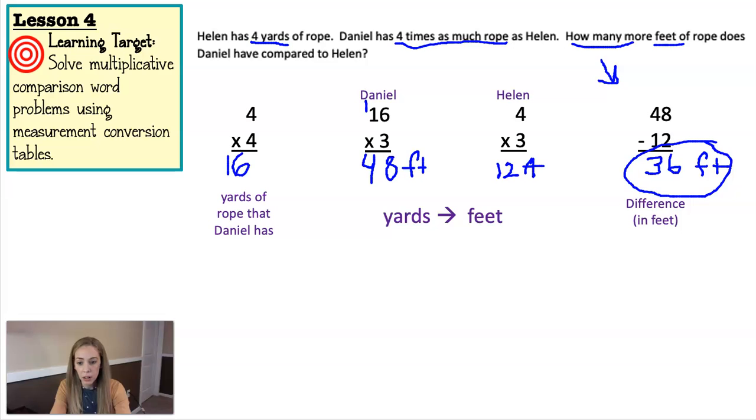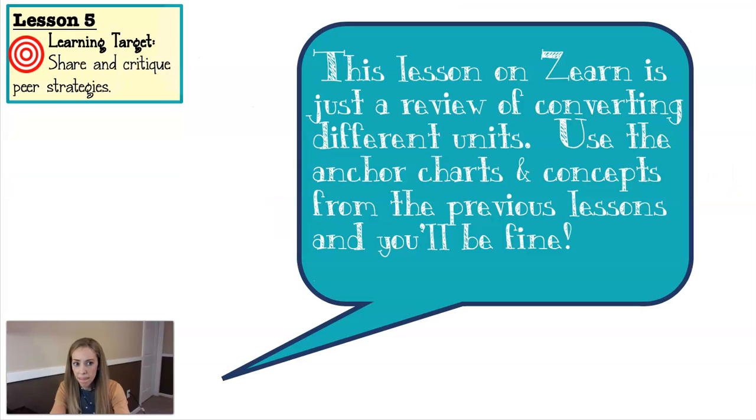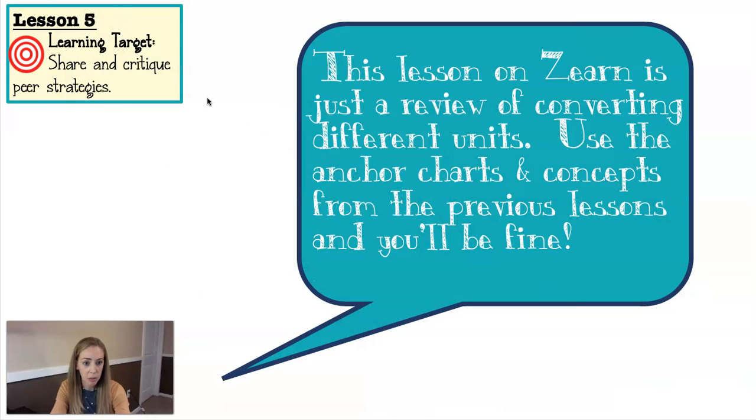Okay. All right, on Zearn, for lesson 5, it's just a review of converting different units that you've used from lessons 1 through 4. So use the anchor charts from this video, or pull up that PDF, that other document, this one, okay, that's on the 4th grade website, and that will help you. You'll be just fine. Watch your little math mistakes, otherwise you should be just fine.